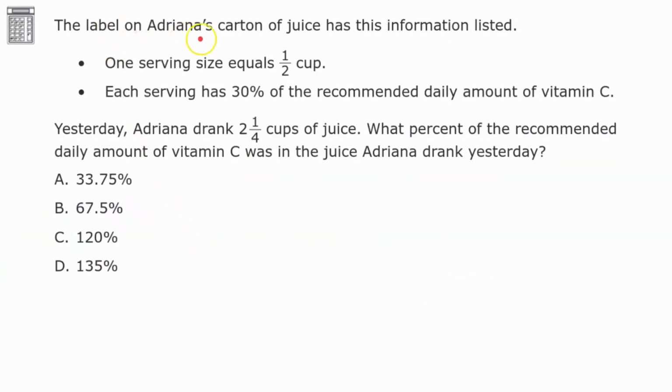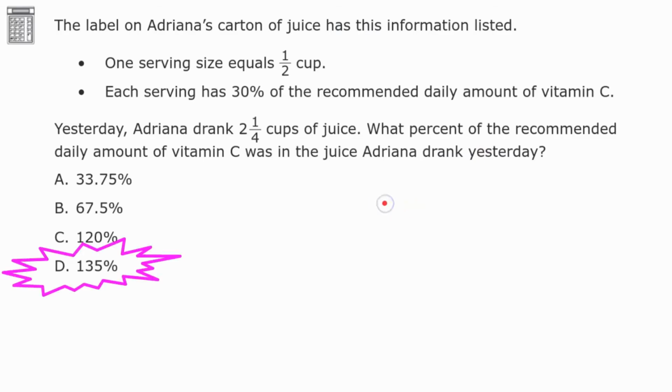The label on Adriana's carton of juice has this information listed on it. One serving size equals half a cup. Each serving has 30% of the recommended daily amount of vitamin C. Yesterday, Adriana drank 2 1/4 cups of juice. What percent of the recommended daily amount of vitamin C was in the juice that Adriana drank yesterday? Pause now and come back when you're ready.